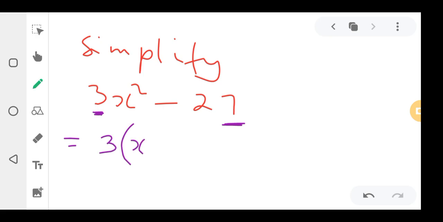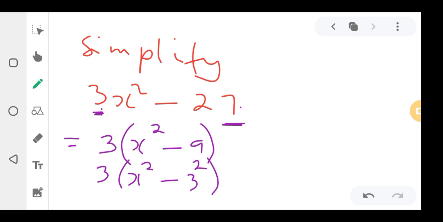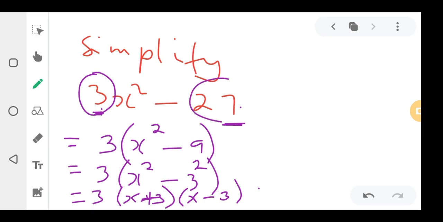Open bracket x squared. 3 into 27 is 9. You see? And then this is 3 open bracket x squared. What's the square root of 9? 3. Okay? Squared. So you put squared there. So there it will be 3 open bracket x plus 3 closed, again x minus 3. That's how you solve. So if the number in front here is a factor, it can also go into the number at the end. You factor out the 3.